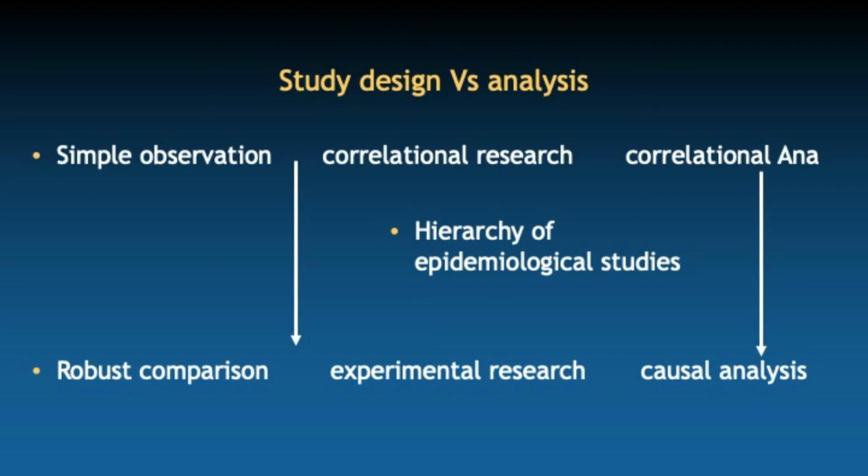That is the overview of epidemiological study designs, which moves from simple observation to more robust comparison in the form of RCTs, from correlational research to experimental research, and from correlational analysis to causal analysis.